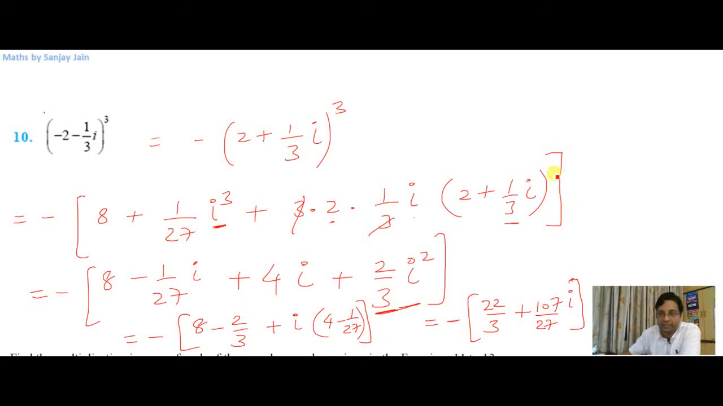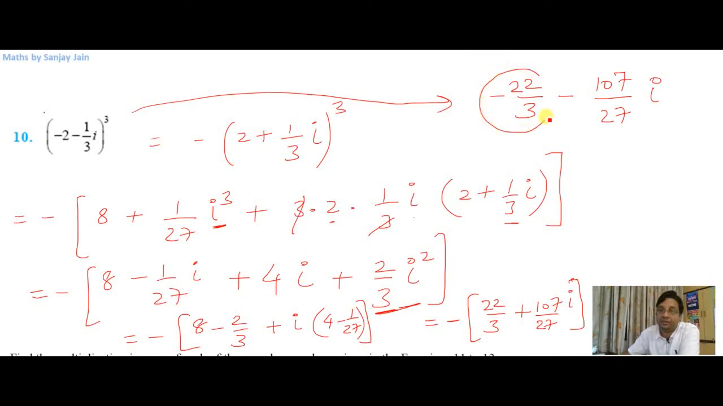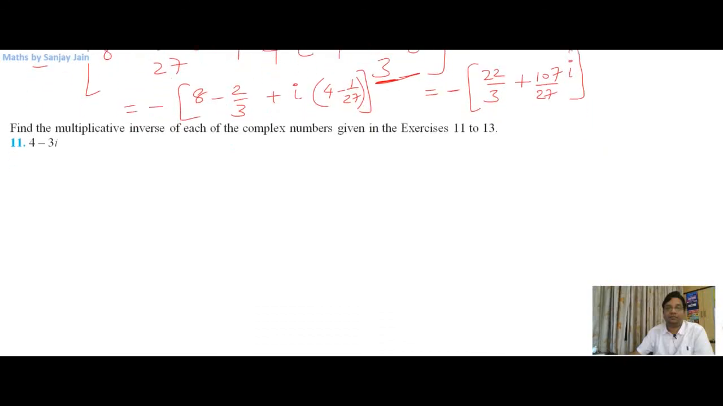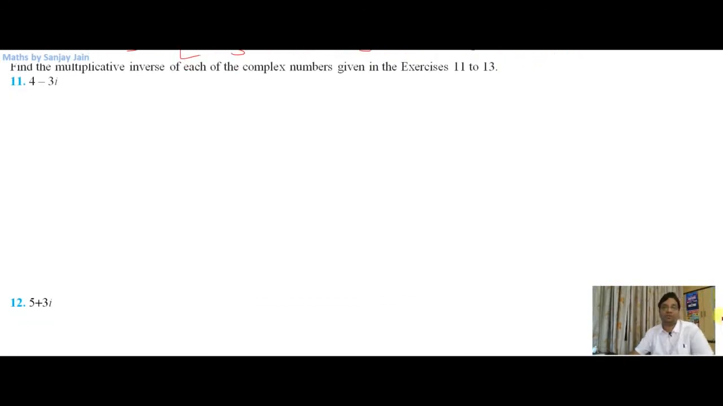Now you can take the minus sign inside, and you will write this expression in a plus iota b form as minus 22 by 3 minus 107 upon 27 iota. If you have to write a and b separately, then this is your a and this is your b, both are with negative signs. Now we need to write multiplicative inverse of these.